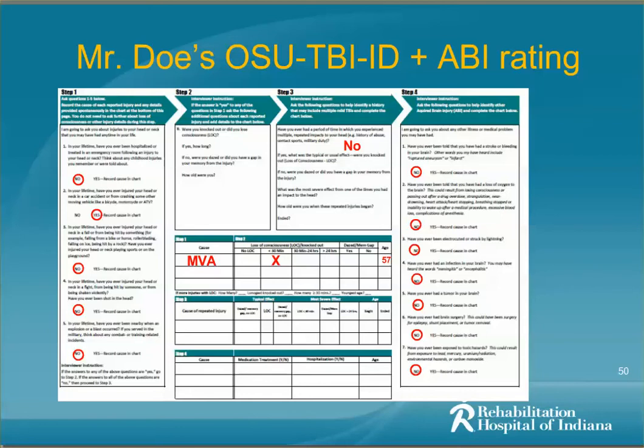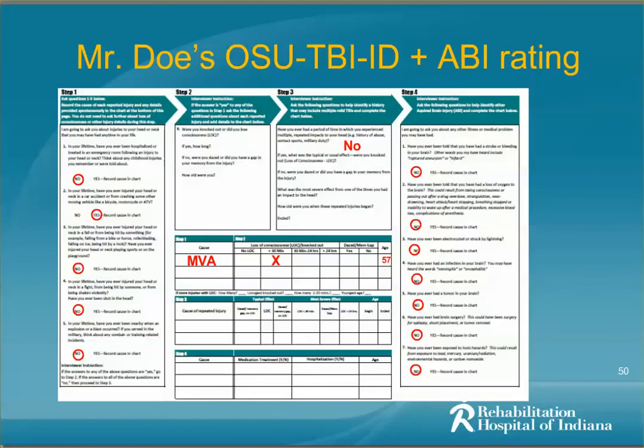Mr. Doe, have you ever had a period in time in which you experienced multiple repeated impacts to your head? For example, do you have a history of abuse, contact sports, military duty? No. Okay. So since he reported no, we can go straight to step 4. So we'll just do a few of these because you can already see the rating form where he said no.